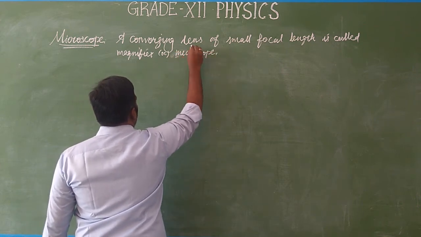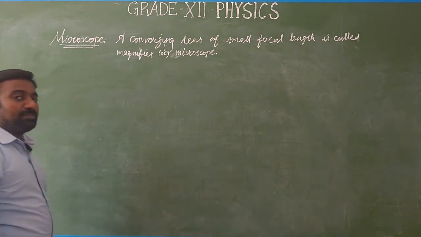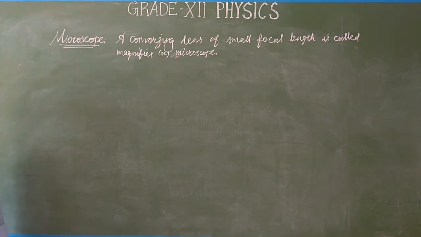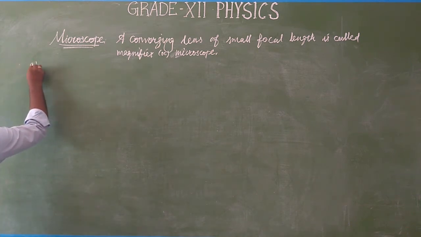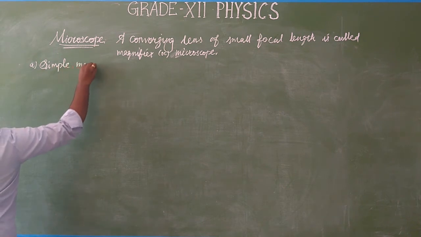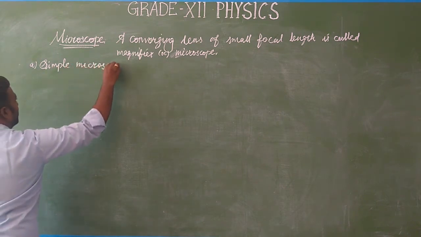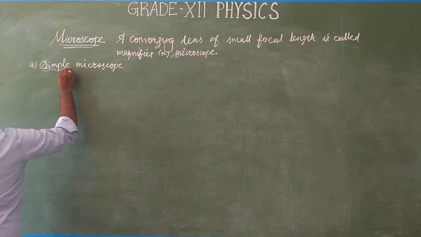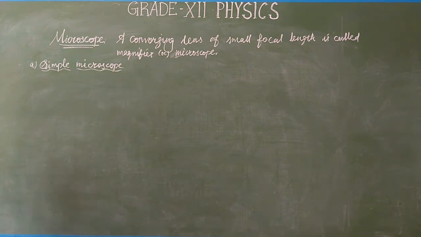There are two types of microscope we have. One is a simple microscope, another one is compound microscope. What are the two types of microscope? It is classified into simple microscope. The second one is compound microscope. So first we are going to study about the simple microscope.